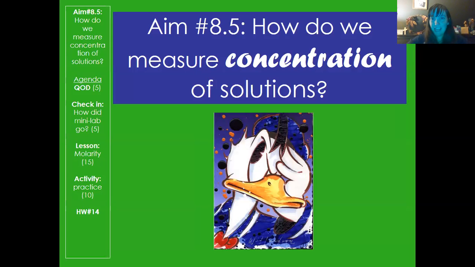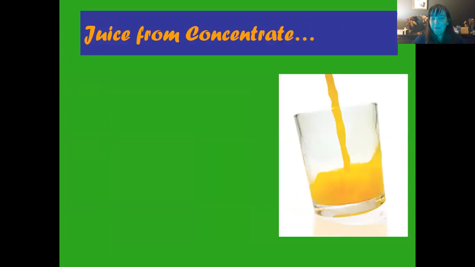So today's aim is 8.5. How do we measure concentration of solutions? Maybe some of you have done this in the frozen aisle of the grocery store. You can buy juice from concentrate. Some of you might not be familiar with this, but it comes in a can, and if you just eat it straight, it's super delicious, but super intense flavor, because you're meant to add it to a big pitcher of water with 3 cans full of water. Then you mix the juice into the water and it makes actual regular juice. So that's called juice from concentrate.